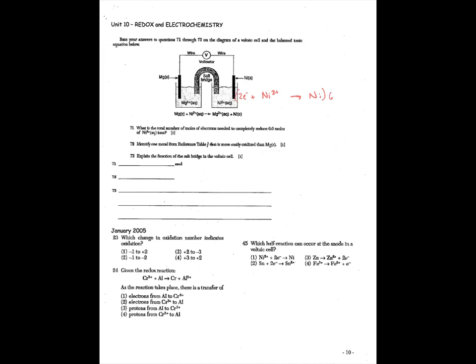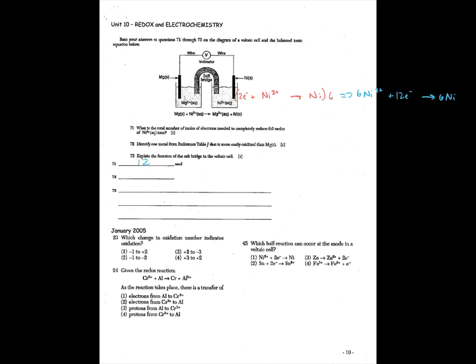Okay, so this becomes now 6 Ni2+. If we have 6 moles of Ni2+ ions, then we have to get electrons to yield 6 moles of Ni. Okay, so it's saying for every 1 Ni2+, we need 2 electrons. So what happens if we have 6? Then we have to multiply it up by 6, and we get 12 moles of electrons total.